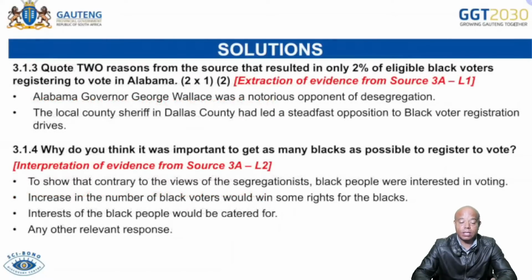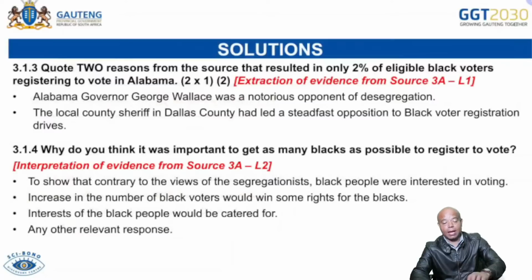Quote 2 reasons from the source that resulted in only 2% of eligible black voters registering to vote in Alabama. Basically, it's an extraction. So it says, quote 2 reasons from the source. Alabama Governor George Wallace was a notorious opponent of desegregation. The local county sheriff in Dallas County had led a steadfast opposition to black voter registration drives, basically. So they prevented them from registering.